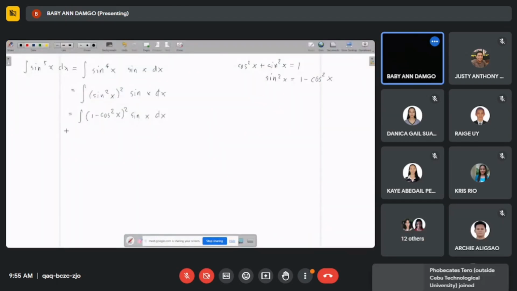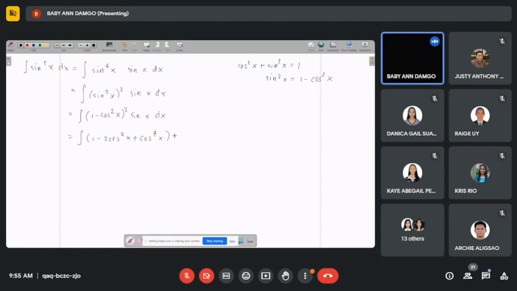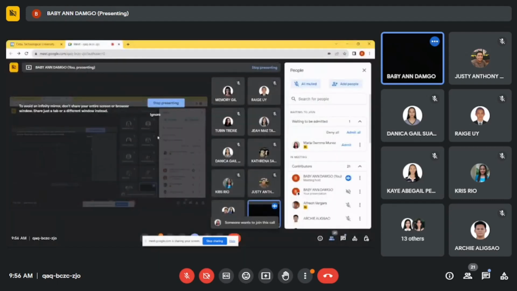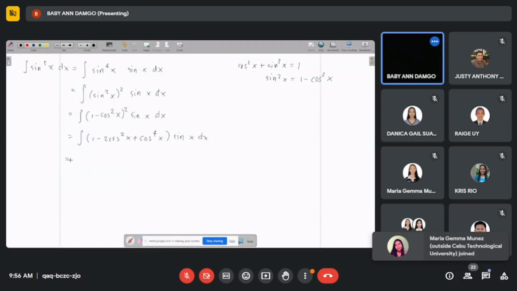Okay. So now, we will expand class the 1 minus cosine squared x to the power of 2, which is equal to 1 minus 2 cosine squared x plus cosine to the fourth x, sine x dx. So what we did class is 1 minus cosine squared x times 1 minus cosine squared x. It's equal to 1 minus 2 cosine squared x plus cosine to the fourth x. Okay? So now, let's distribute.